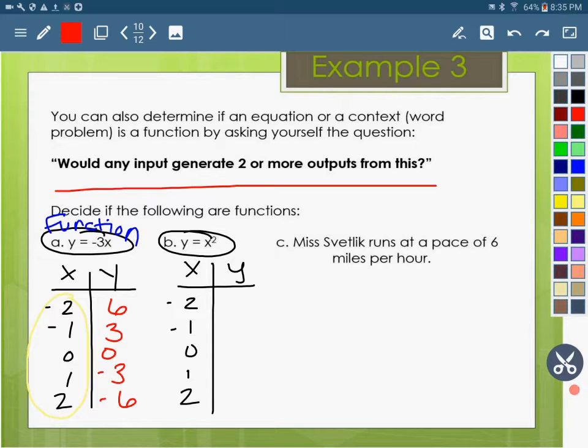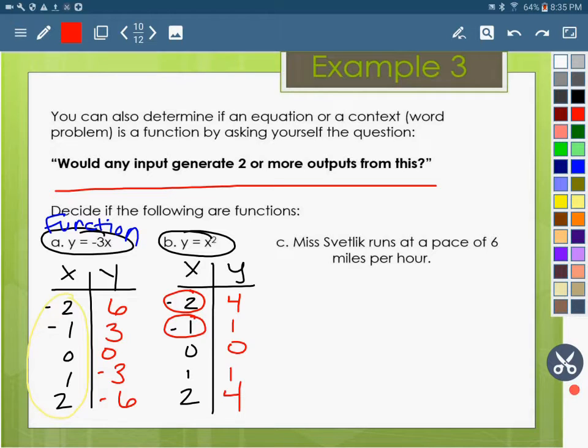So let's look at the x values. -2. Well, what's -2 times -2? That's +4. -1 times -1 is +1. 0 times 0 is 0. 1 times 1 is 1. And 2 times 2 is 4.